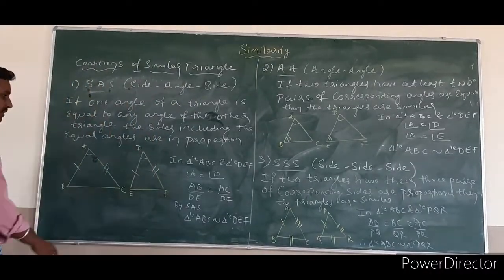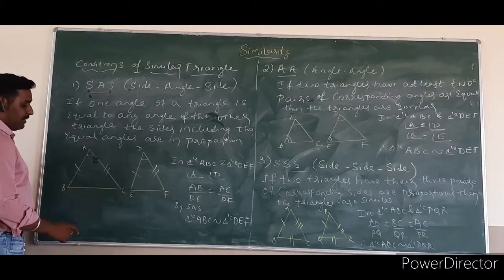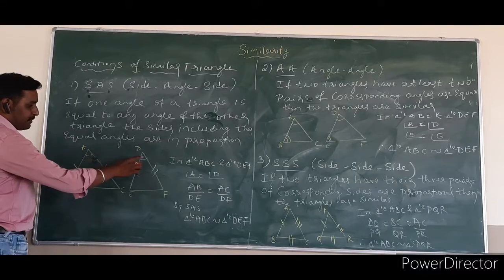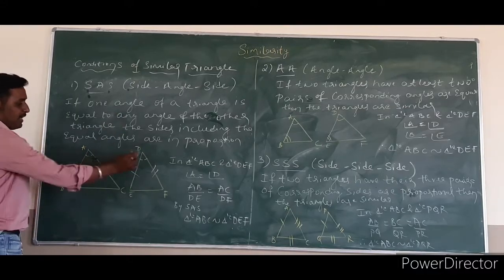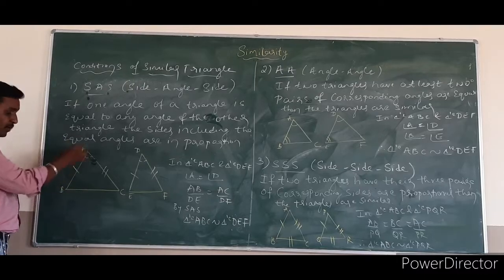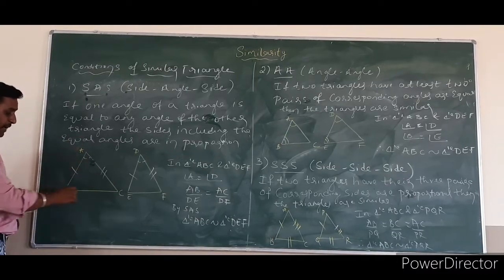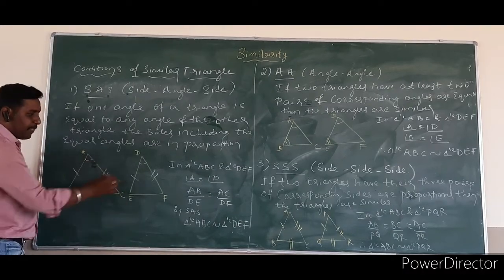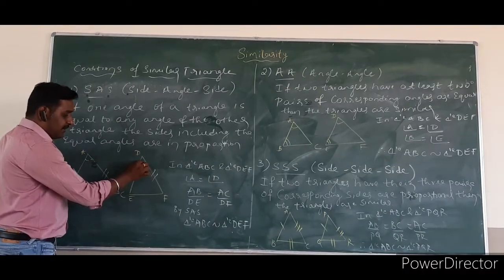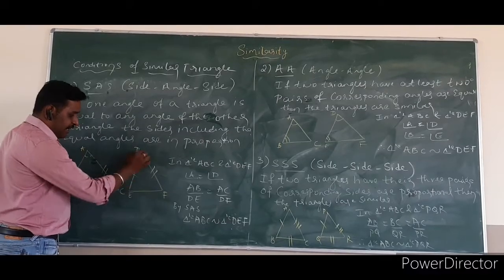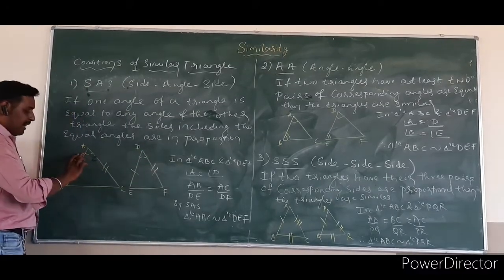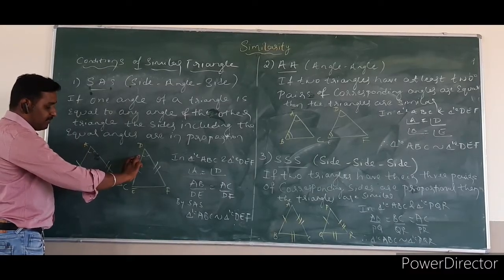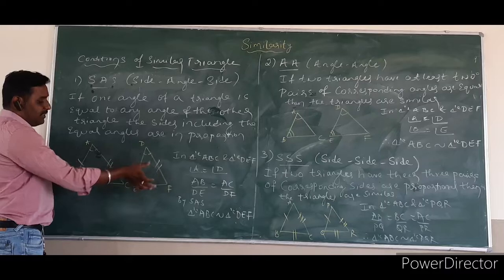Let us check in the figure. ABC I am considering as a triangle, and DEF. Here the corresponding angle A is equal to angle D, so these two angles are equal. Which are the included sides of these two angles? In triangle ABC, the sides including angle A are AB and AC. In DEF, the sides including D are DE and DF. This side is equal to the corresponding side of DEF.